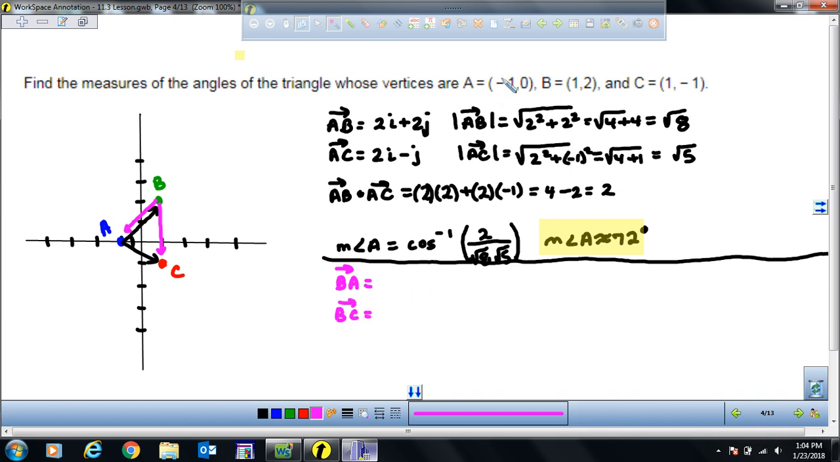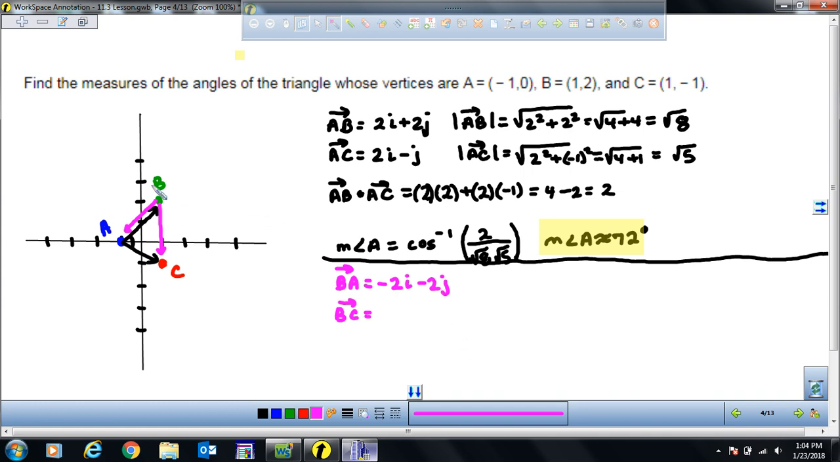From B to A, if you do A minus B, it would be negative 1 minus 1, which is negative 2I. Then 0 minus 2 would be negative 2J. So from B to A, it goes 2 to the left and 2 down. That's why it's negative 2I minus 2J.